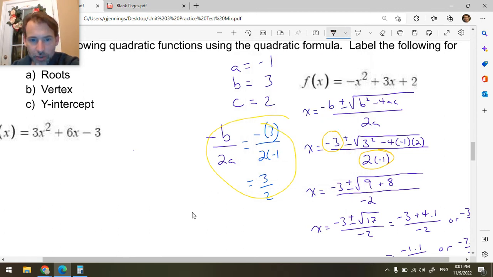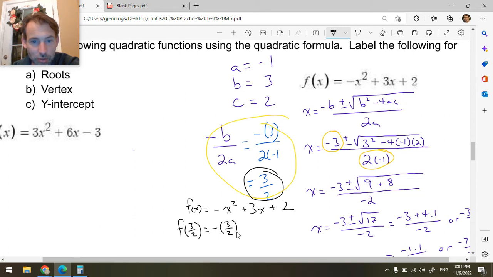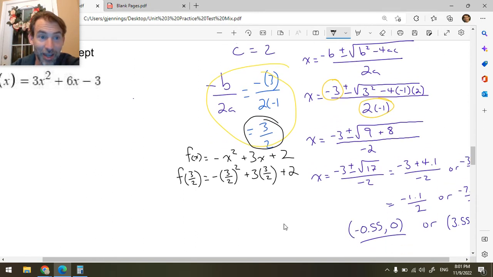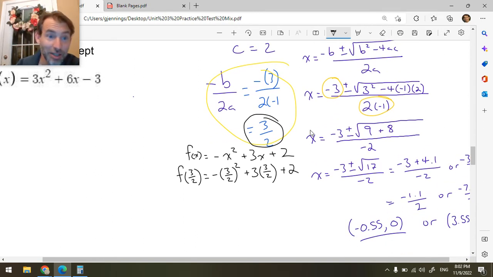Okay, so I copy out my function. f of x is equal to -x squared plus 3x plus 2. Now, this is the x value of the vertex, so let's input that in. f at 3 over 2 is equal to -(3 over 2) squared plus 3 multiplied by 3 over 2 plus 2. Okay, we're going to get some fractions, and we have to know how to add them together. If you want to convert to decimals to add them together, that's going to be just fine.